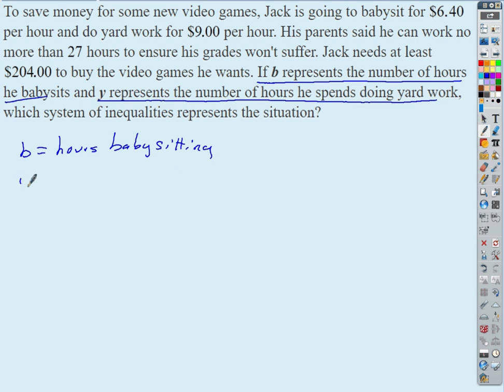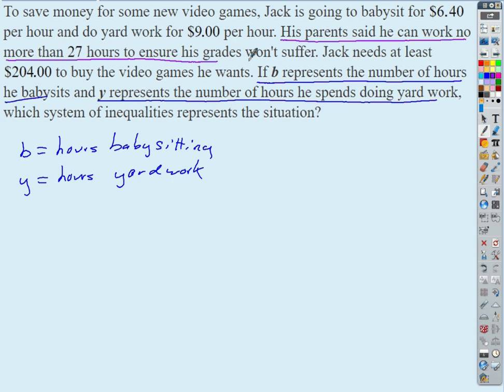So there's B. Okay? So now we've got 2 unknowns, so we have to come up with 2 equations or inequalities to write a system, right? So here's the stuff we've got to be able to say with an equation. Look, his parents said he can work no more than 27 hours to ensure his grades won't suffer. So how could I come up with an expression for the total amount of hours he's working?